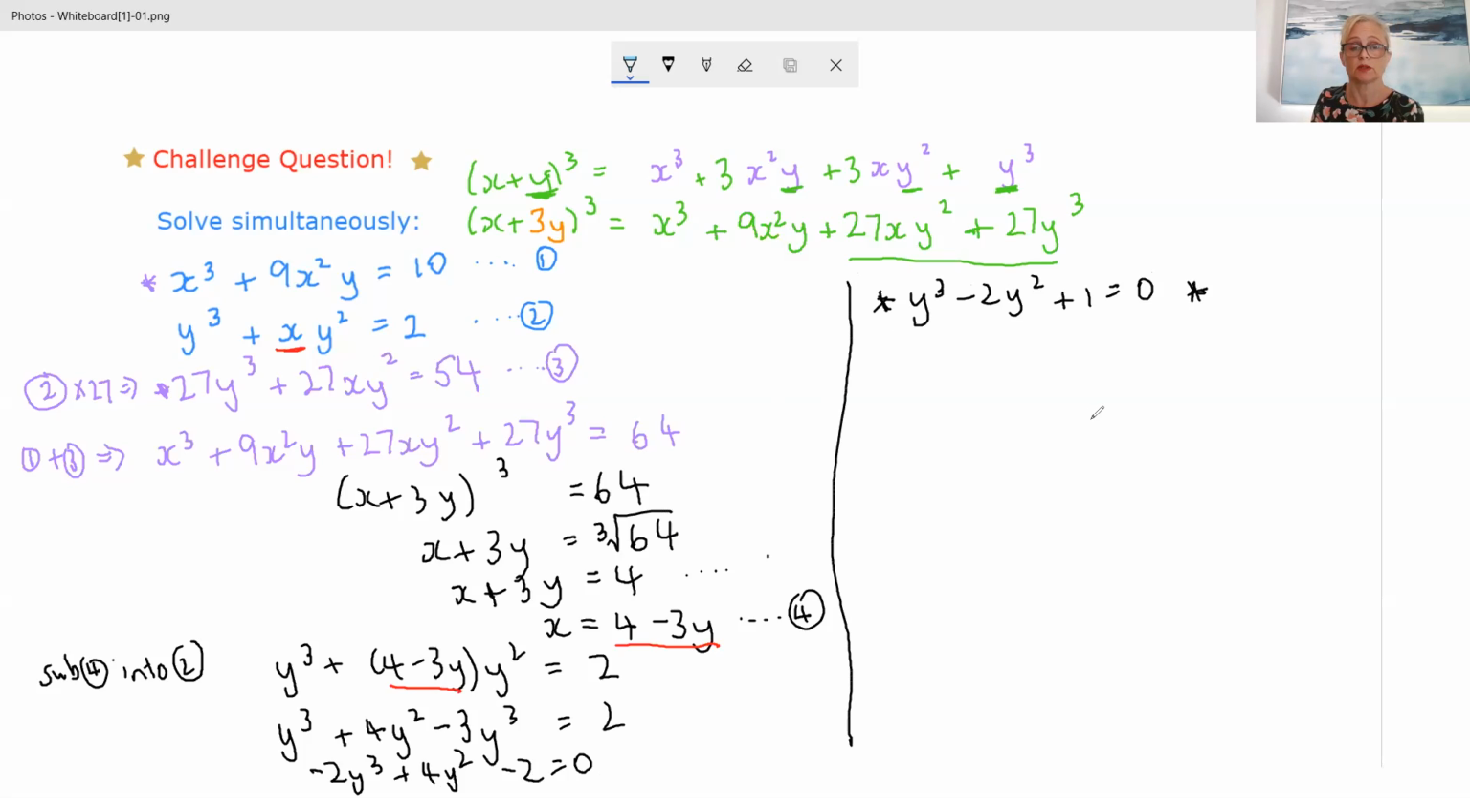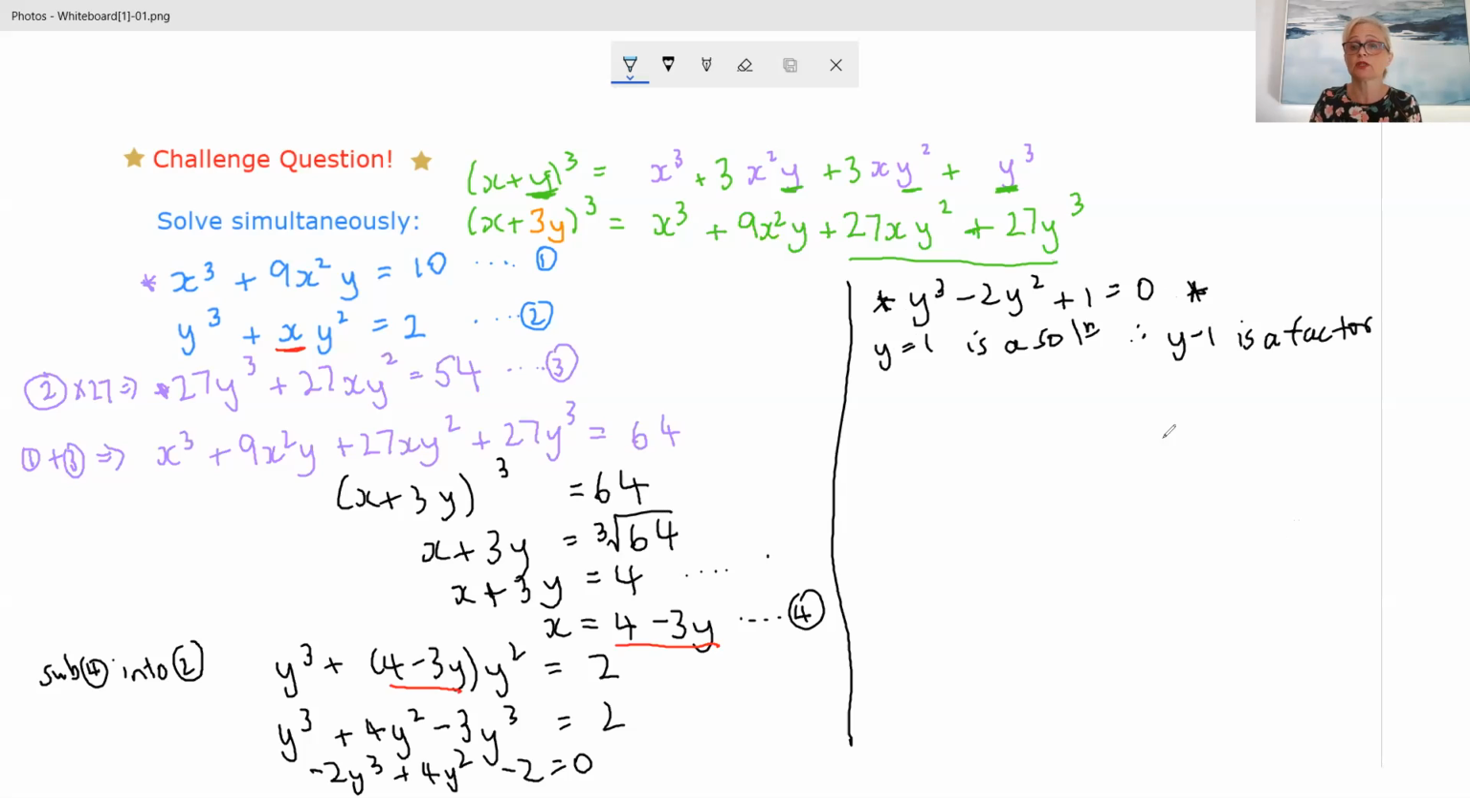Hopefully I haven't lost too many people along the way. Now, I have done a video about the factor theorem, which is a special case of the remainder theorem. We're looking for a factor of this that we can then divide by and then help us solve the rest of it. If y is 1, and you sub it into here, it does work. 1 cubed minus 2 times 1 squared plus 1 is 0. So y equals 1 is a solution. So y minus 1 is a factor. All right, that's from your factor theorem.